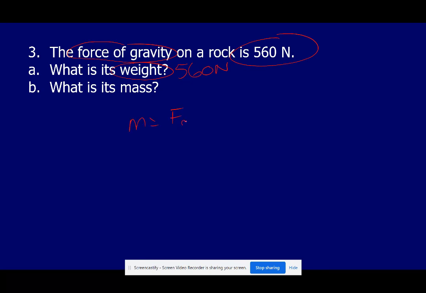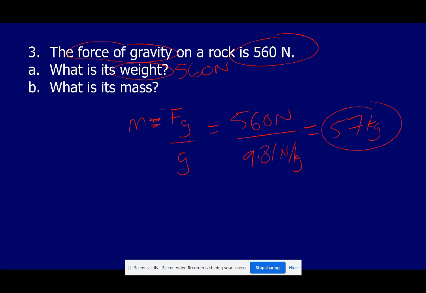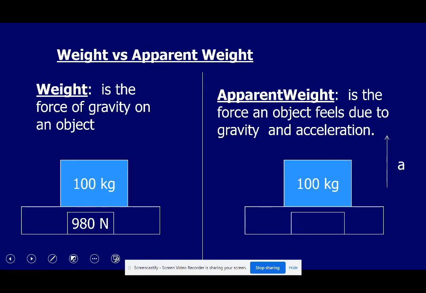Mass equals force of gravity divided by g. I'm assuming this is on Earth. This is 560 newtons divided by 9.81 newtons per kilogram. On Earth, we go 560 divided by 9.81. It gives me 57 kilograms. 57.1 if I want to use three digits. 57.1, I guess, is a better answer there.